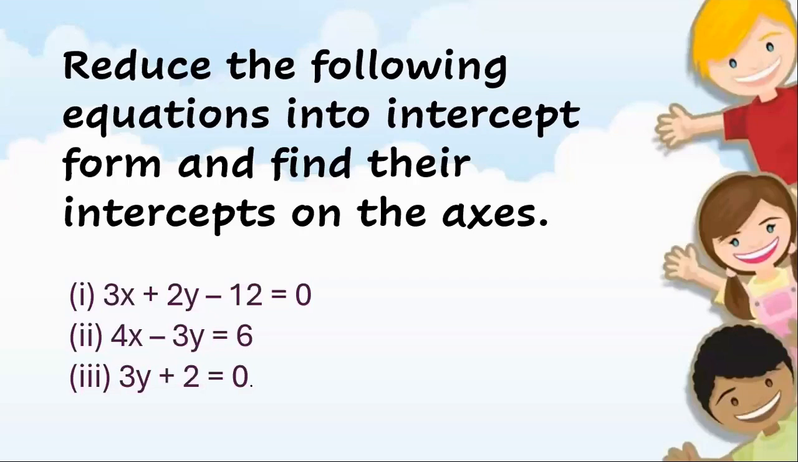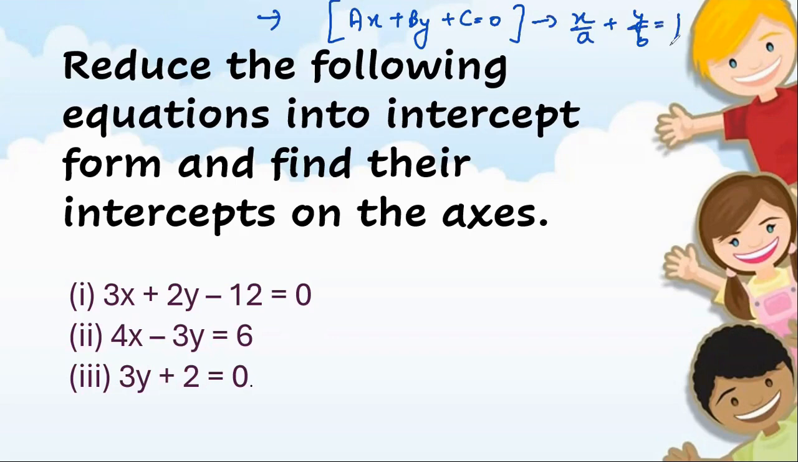The question is: reduce the following equations into the intercept form. These are the equations of lines that are given to you. The general form we have for the linear equation is ax + by + c = 0, and all the equations given in the question are in this form. We have to convert these into the intercept form, which is x/a + y/b = 1, meaning on the right-hand side I want 1.